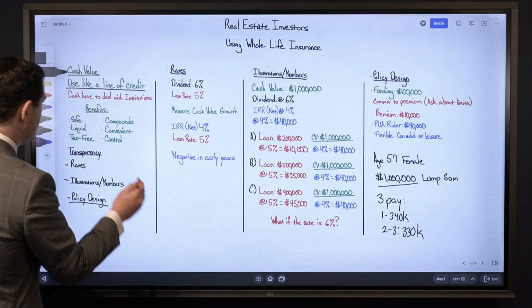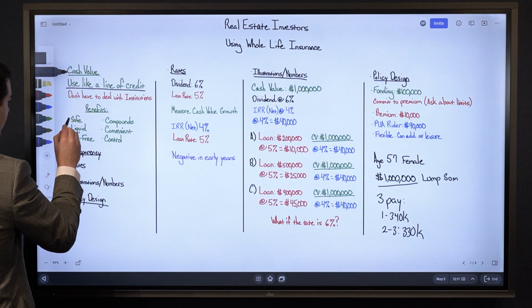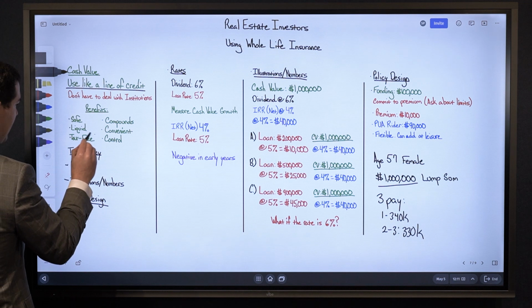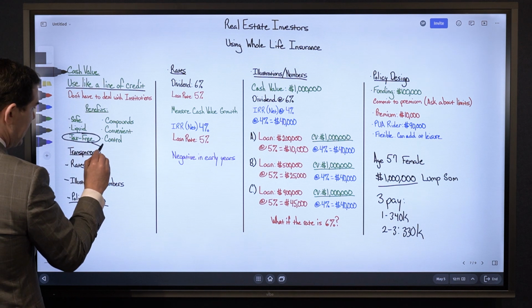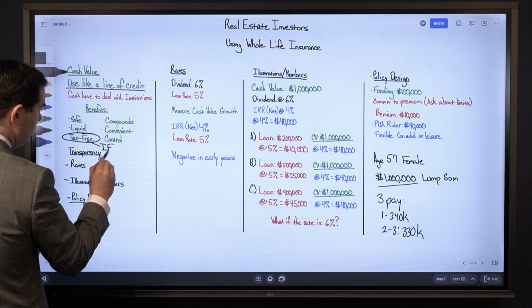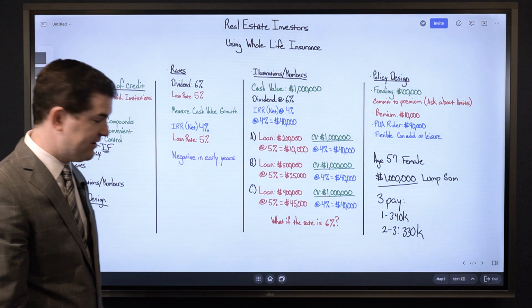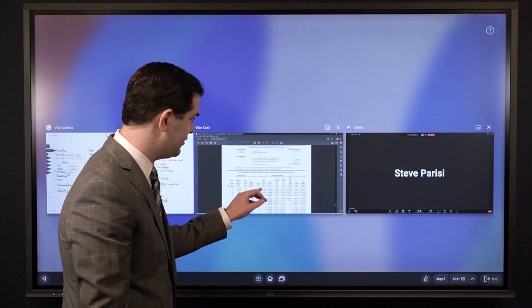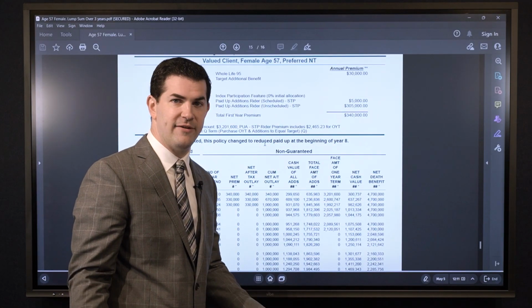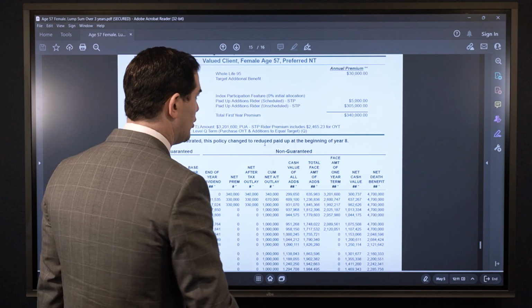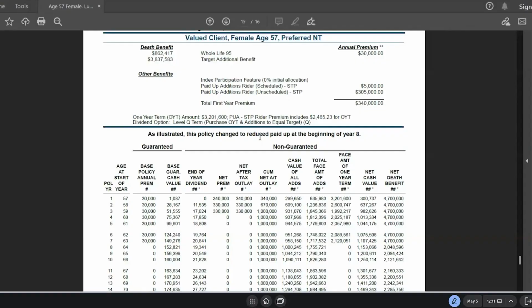Core benefits: safe, liquid, and tax-free. Tax-free if we do not trigger a taxable event. A taxable event with cash value life insurance is what is called a modified endowment contract. So in order to prevent this modified endowment contract from occurring, what you'll see is a modified endowment contract limit, which in short is a MEC limit.